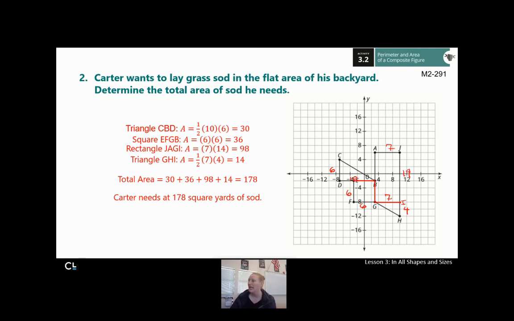Sorry, that should say, we'll just get rid of the ad. So Carter needs 178 square yards of sod to cover his whole backyard that he's fenced in.